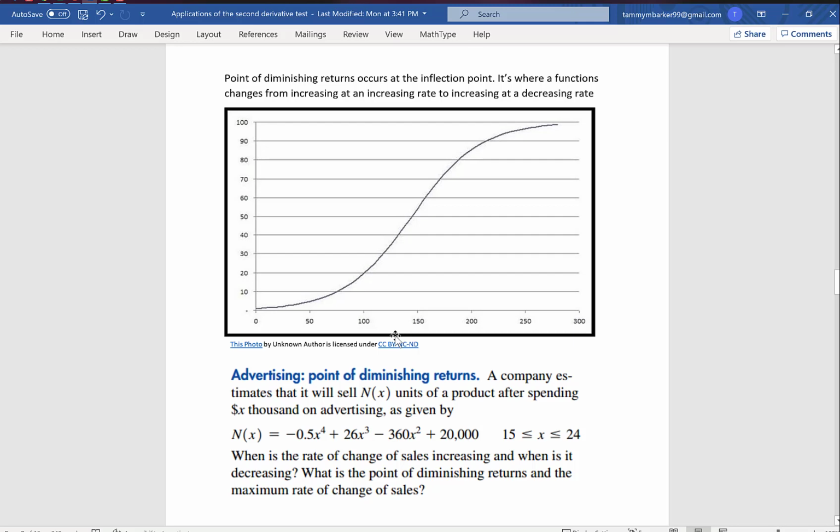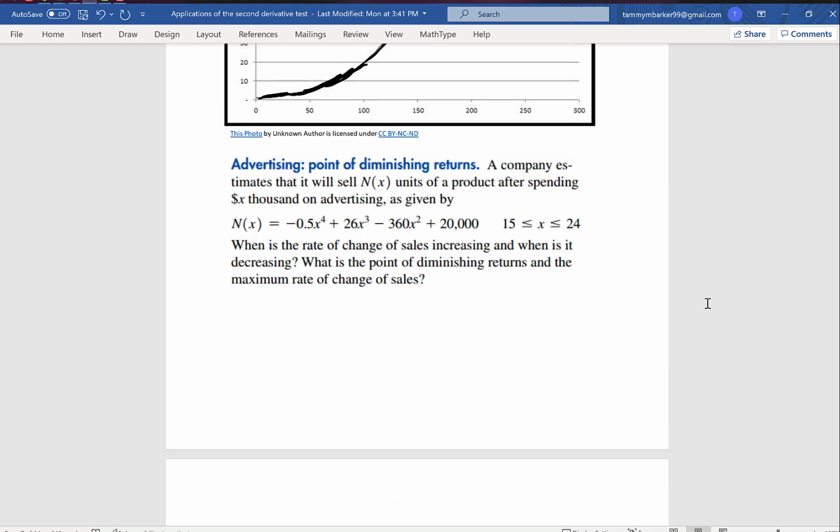So we have a company that estimates it will sell N of x units of a product after spending x thousand dollars on advertising, as given by N of x equals negative 0.5 x to the fourth plus 26 x cubed minus 360 x squared plus 20,000, where x is greater than or equal to 15 and less than or equal to 24. We want to know when the rate of change of sales is increasing and when it is decreasing, what's the point of diminishing returns, and the maximum rate of change of sales. We'll start by taking the derivative.